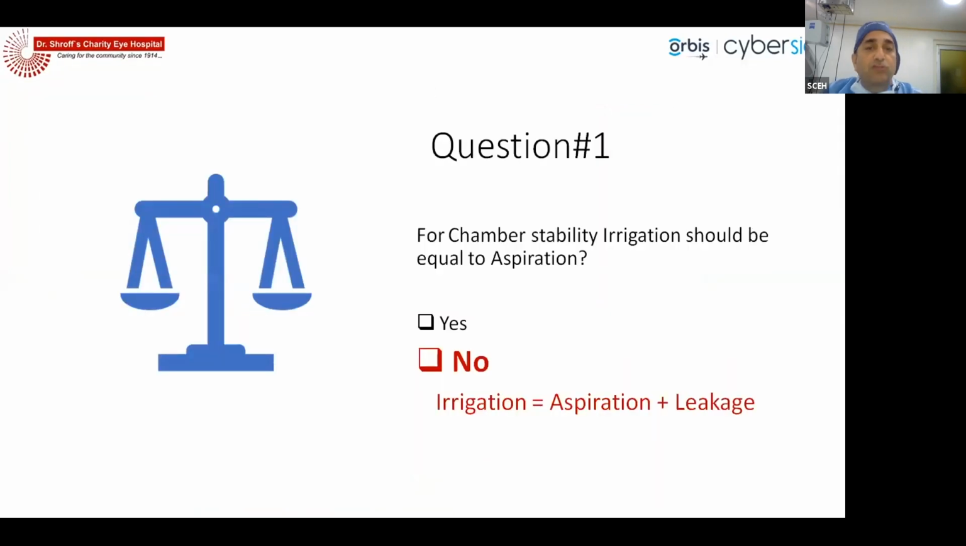So coming back to our question, for chamber stability, irrigation is not equal to aspiration flow rate. Irrigation is equal to or a little higher than aspiration plus leakage from the wound. An important concept here is that there is a main incision wound, and you also have the side port wounds. When you're using your second instrument, if that port is too large, there's a lot of leakage along with the second instrument. So make sure that your second instrument is not too wide and doesn't cause too much leakage, because the machine is designed largely for only the leakage from the main incision.